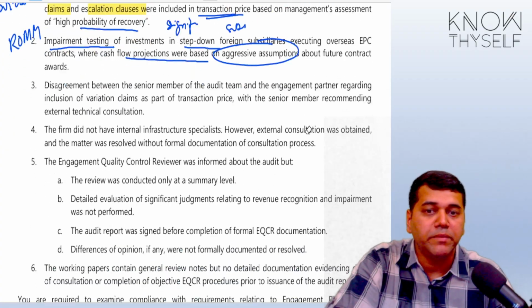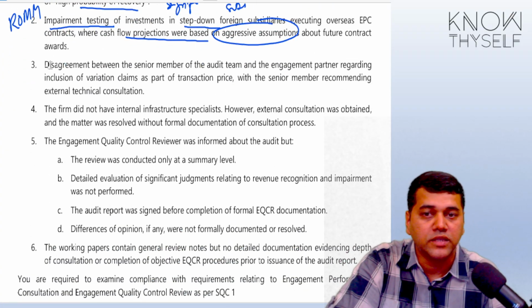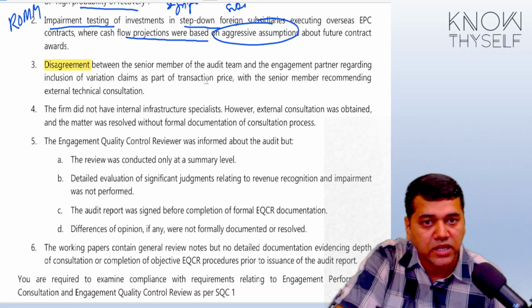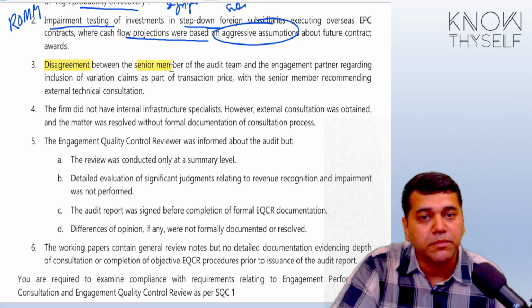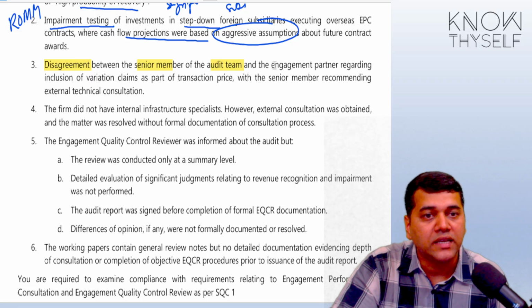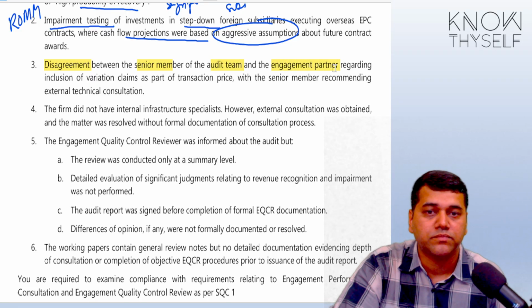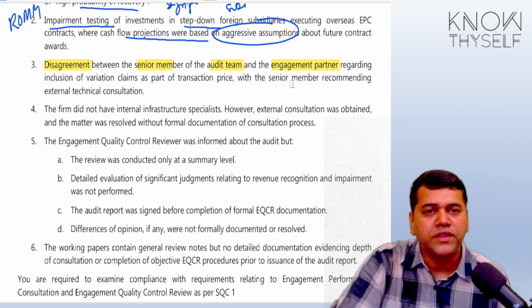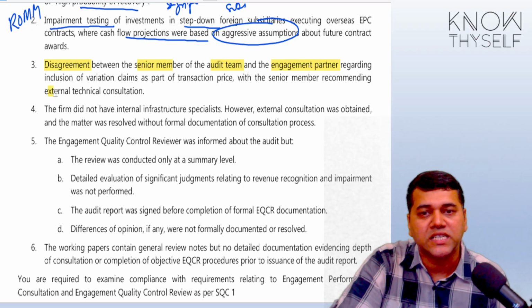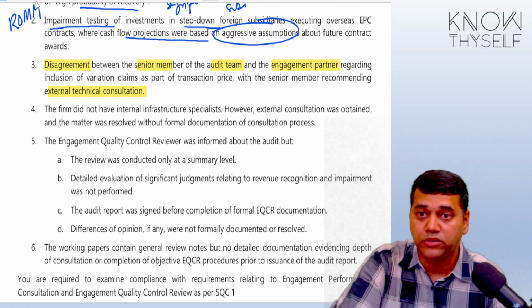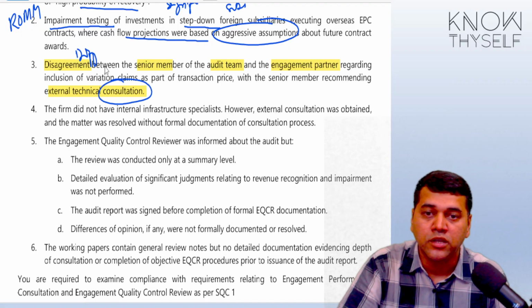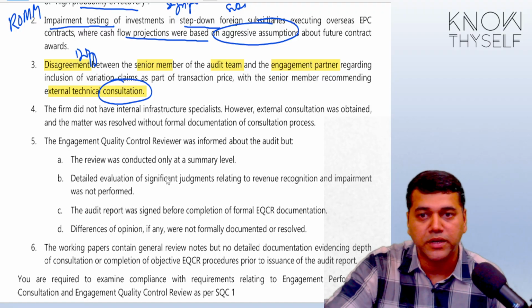Now there is a disagreement between the senior member and the engagement partner regarding the inclusion of the variation claims as part of the transaction price. The keyword is disagreement. One member of the team and the engagement partner disagree, with the senior member recommending external technical consultation. So this is part of consultation. When you have a difference of opinion, you are supposed to consult. Somebody is recommending that.